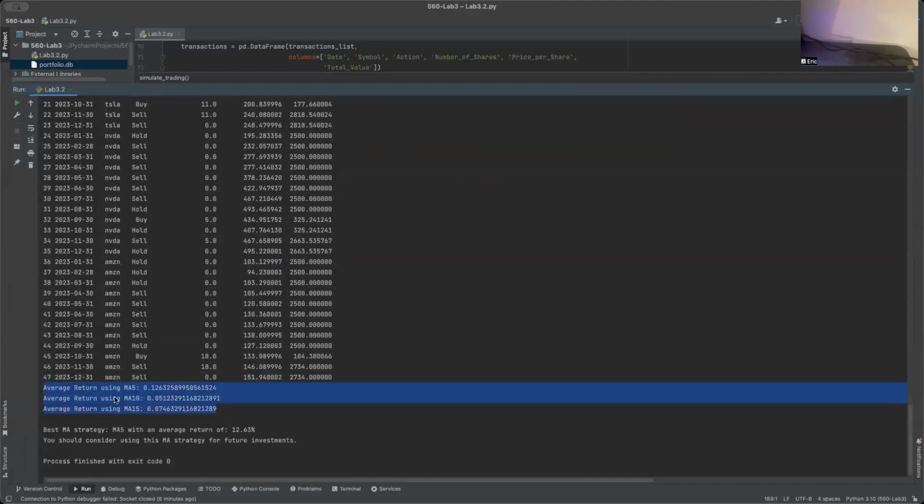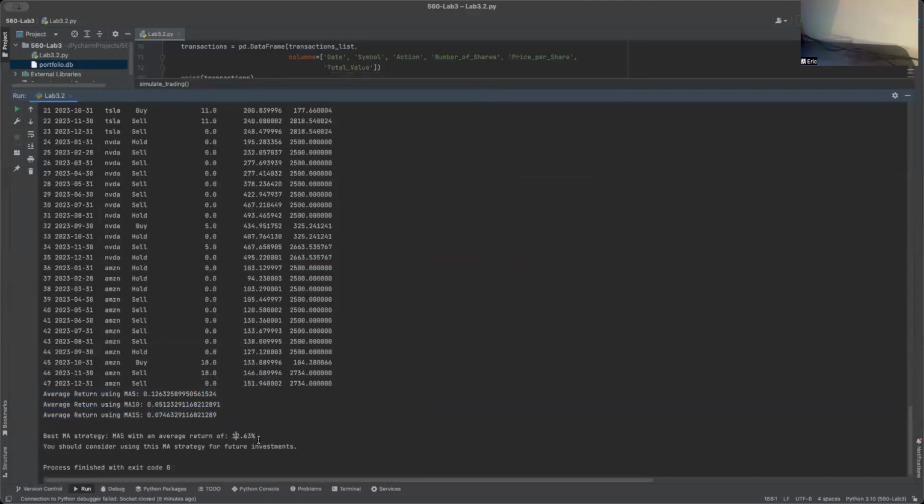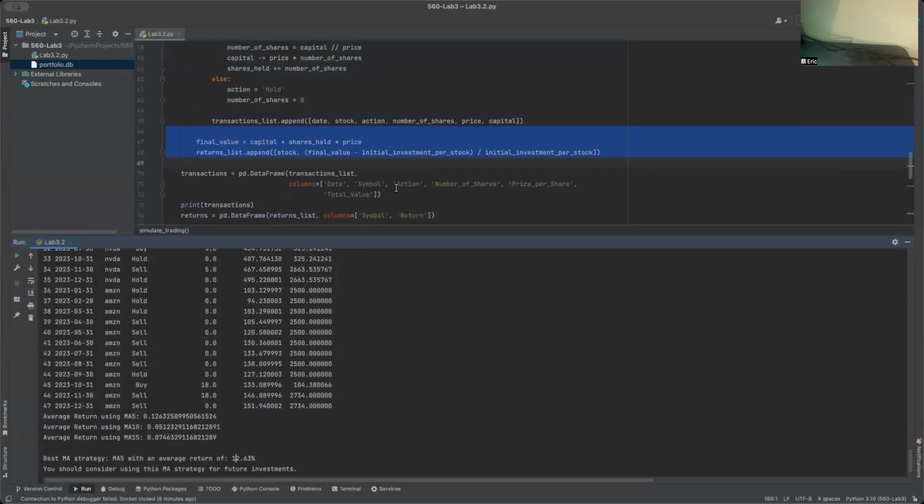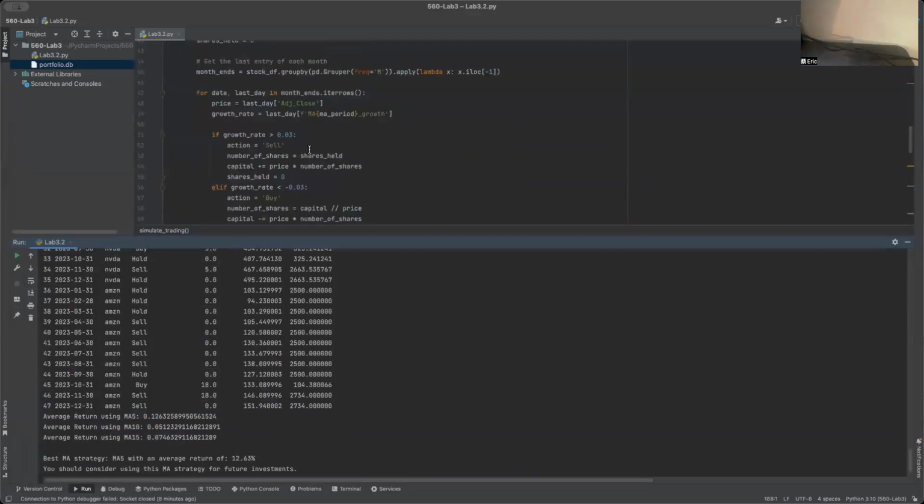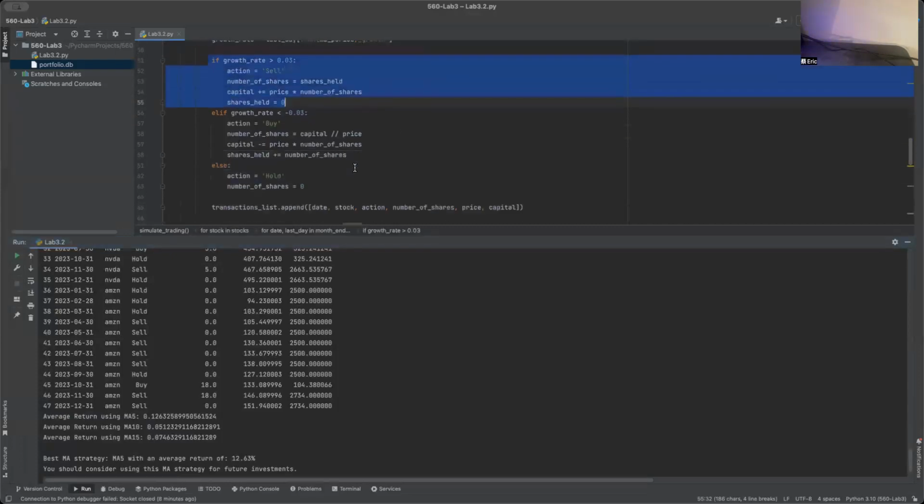And then we're going to calculate the average returns of moving average 5, 10, and 15 and compare which one is the best. So in this case, moving average 5 is the best because it has a yearly return of 12%. So the best strategy is using the 5 days moving average to do our investment. And so we suggest using moving average 5, and then you can just do this again at the end of each month. Judge if we're going to do any investment based on moving average 5 growth rate.